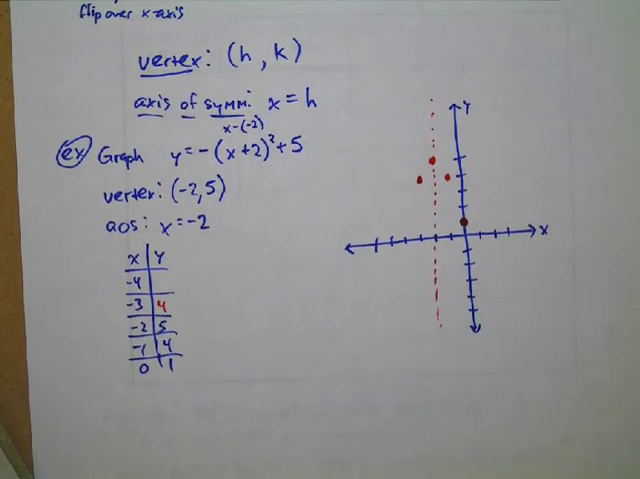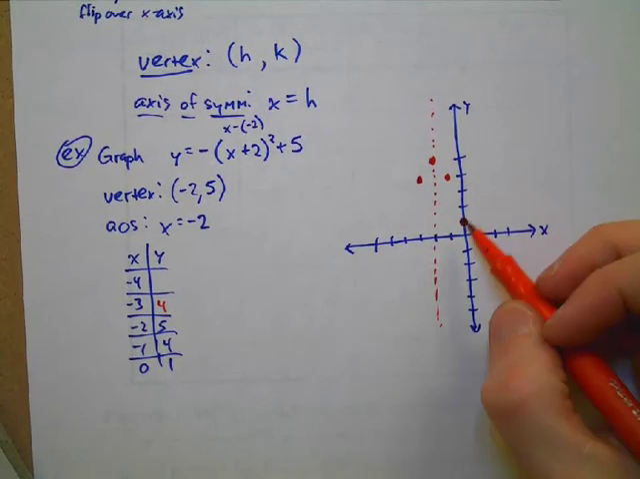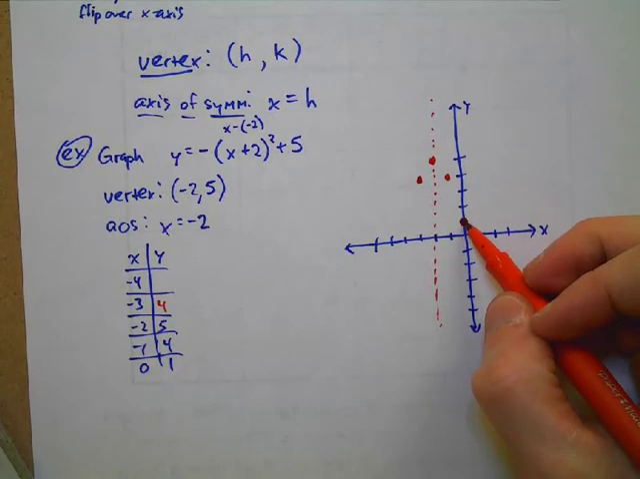Okay. So while I always am putting 5 points on the table, you really only need to come up with 3 points. The vertex, and then 2 points. And then just use symmetry to get the other 2 points if you want.